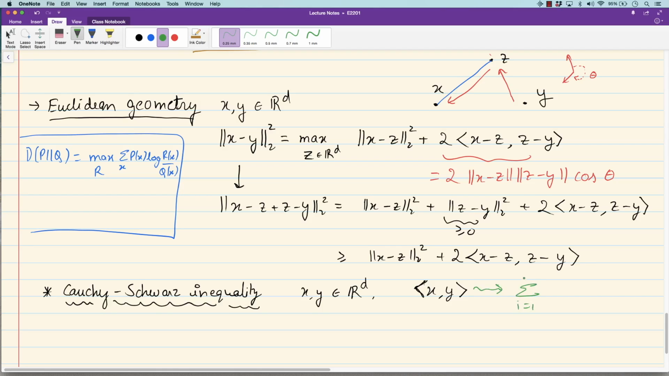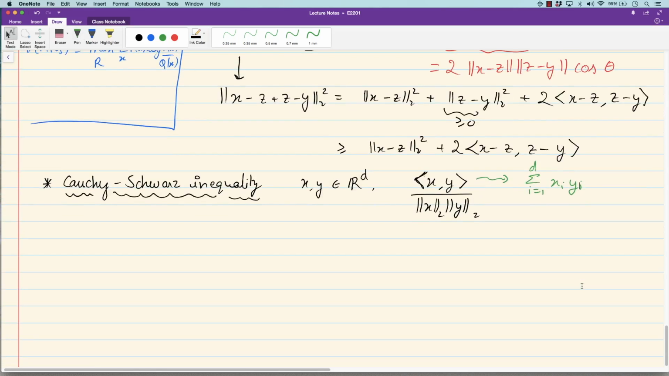This is the summation i equal to 1 to d. Maybe I should define the angle. So how do you define the angle between x and y? The cosine of the angle between x and y is this guy, where the inner product xy is the summation i equal to 1 to d of x_i y_i. Right, and the Cauchy-Schwarz inequality says that this thing is between -1 and 1. Okay, so in other words, mod xy, or let's say xy squared, is less than or equal to norm x squared times norm y squared. This is the Cauchy-Schwarz inequality.